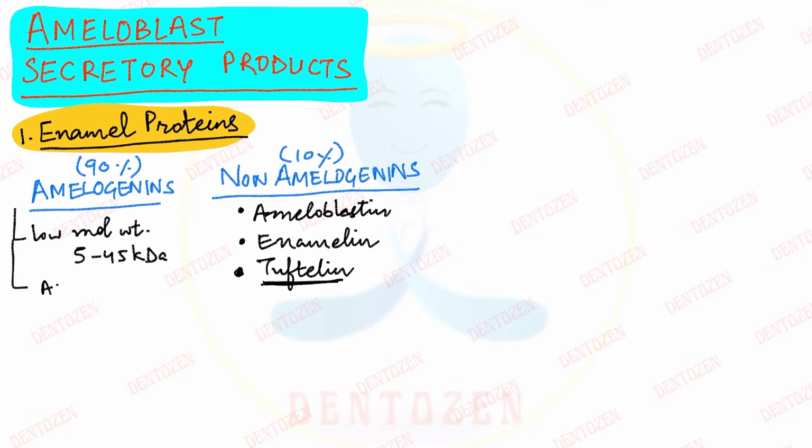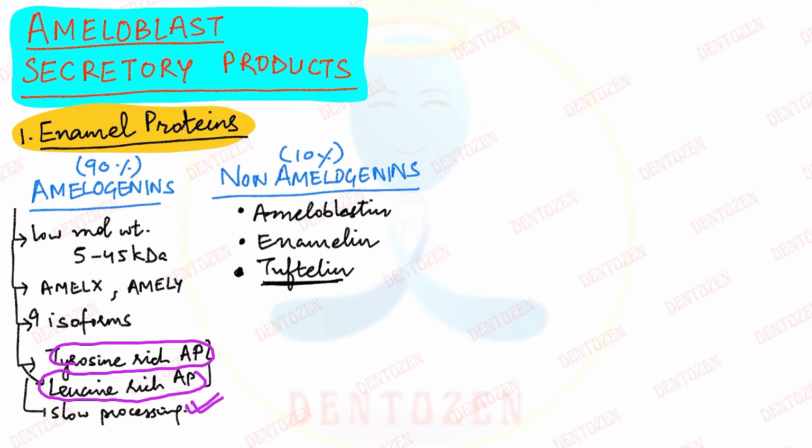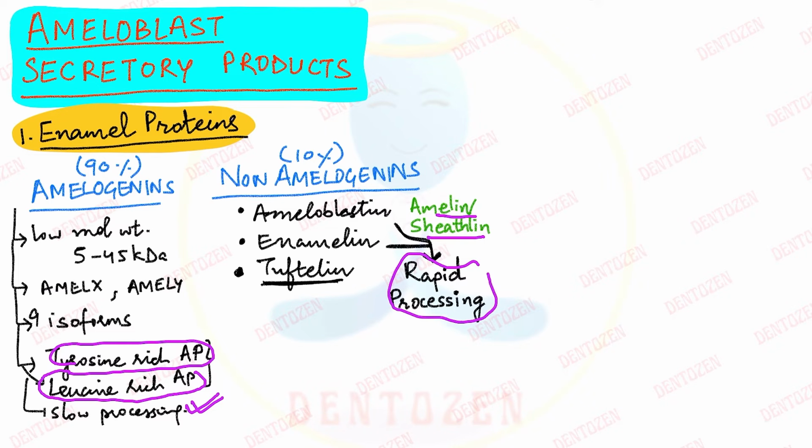Amelogenin key features: they are low molecular weight, they are located on the X and Y chromosome, they can exist in 9 isoforms with differences in their amino acids, and they can be fragmented into smaller fragments like tyrosine-rich amelogenin polypeptide and leucine-rich amelogenin polypeptide by the slow processing of the enzymes. Ameloblastin was earlier known as amelin and sheathlin. Ameloblastin and enamelin undergo rapid processing by the enzymes, and they can also be broken down. So these are enamel matrix proteins. They are located in the matrix, whereas tuftelin is found in the dentino-enamel junction.